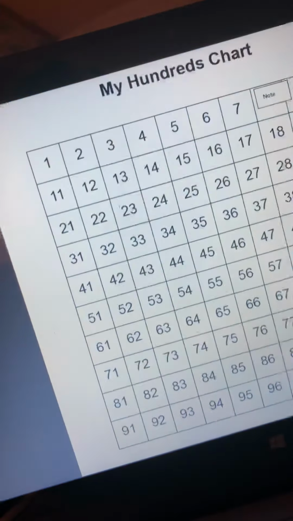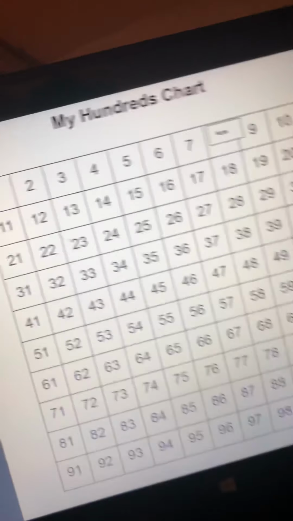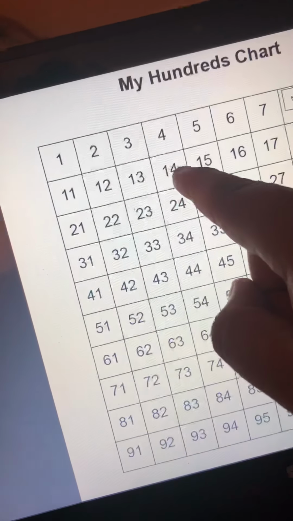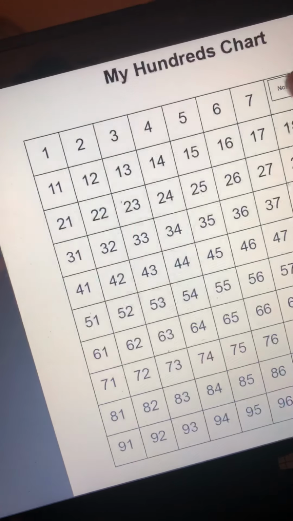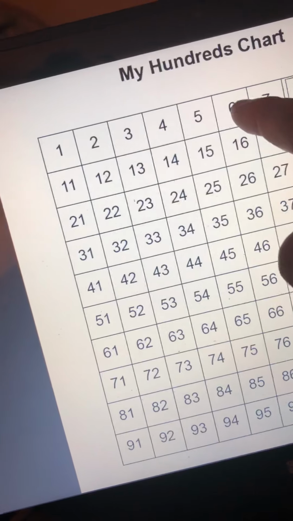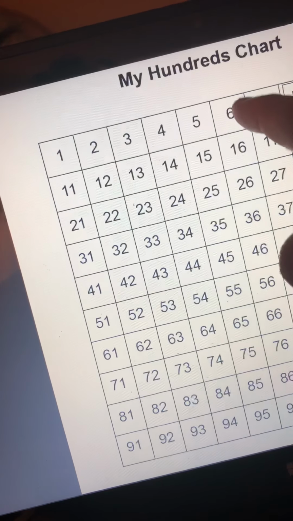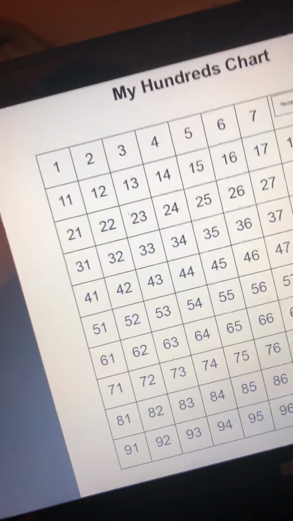Now look at 14 in your chart. Take away 9: 1, 2, 3, 4, 5, 6, 7, 8, and 9. So you're going to stop at 6. When you take away 9 from 14, your answer is going to be 6.